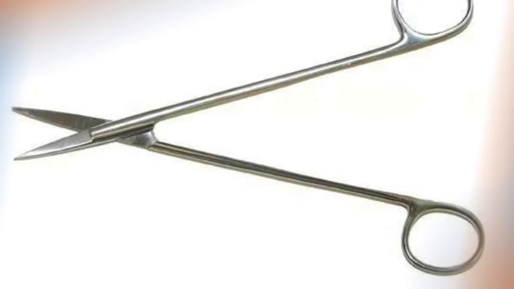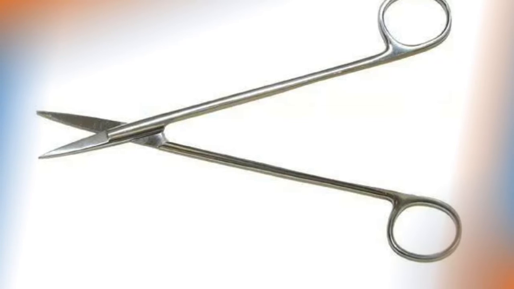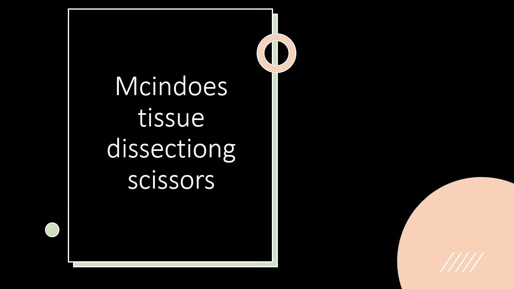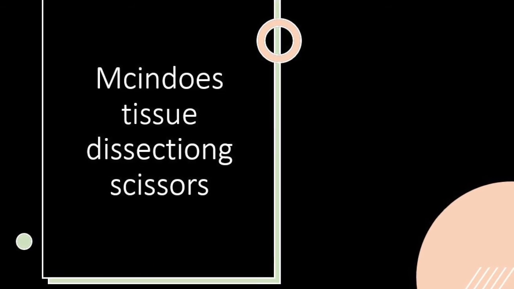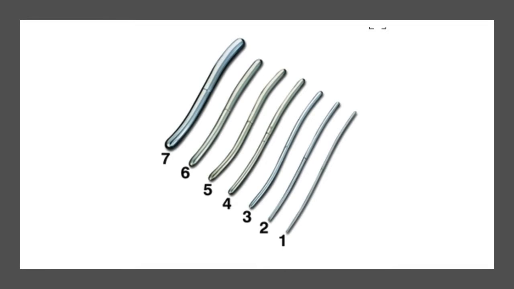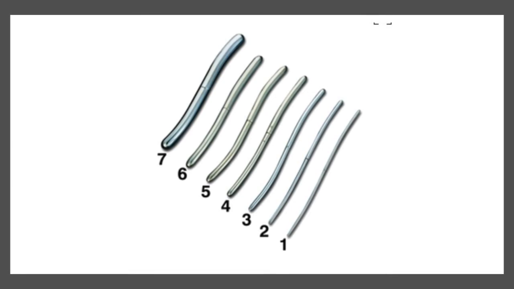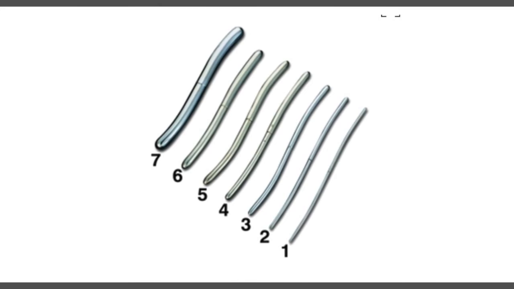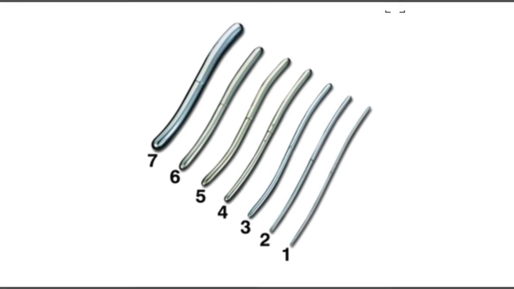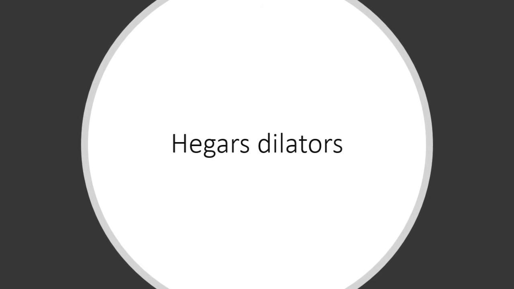Okay, this is a type of scissors, as you can see, but what is it called? This is a McIndoe's tissue dissecting scissors. Right, what are these called? Something you may have used before doing hysteroscopy or surgical evacuation in order to dilate the cervix. This is called Hegar's dilators.